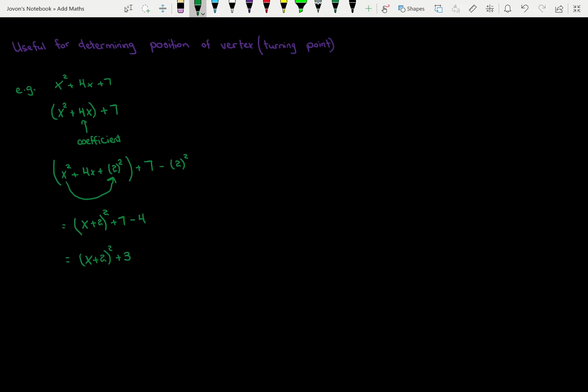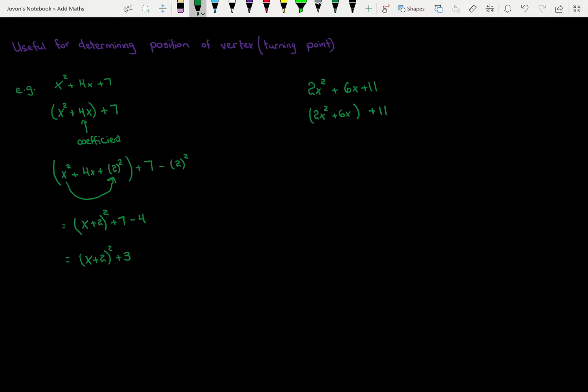I know this first example might seem confusing, okay, but just bear with me. So let's do another example, okay? So now we'll have 2x squared plus 6x plus 11, okay? Again, the first step is to put the x squared and the x term in brackets. So we have 2x squared plus 6x plus 11, okay?